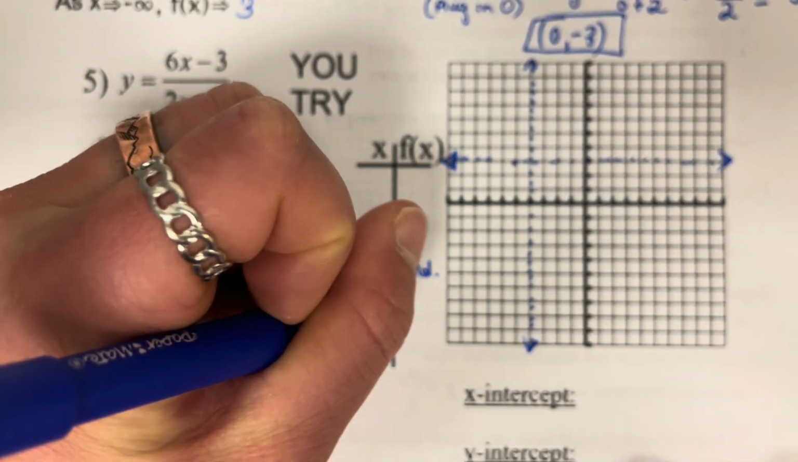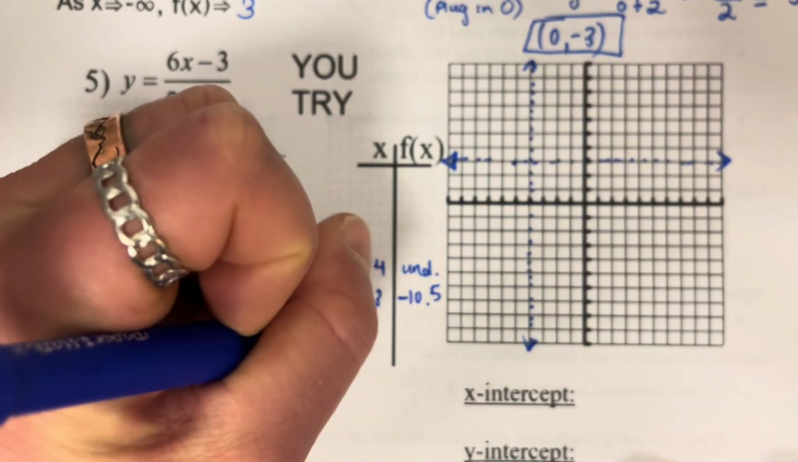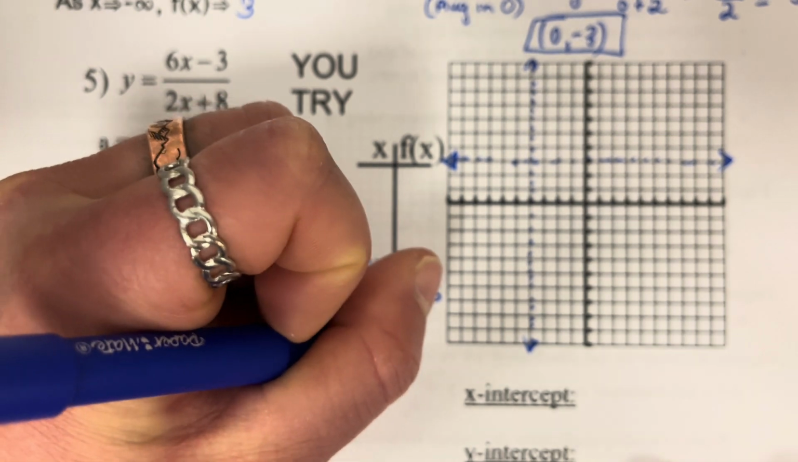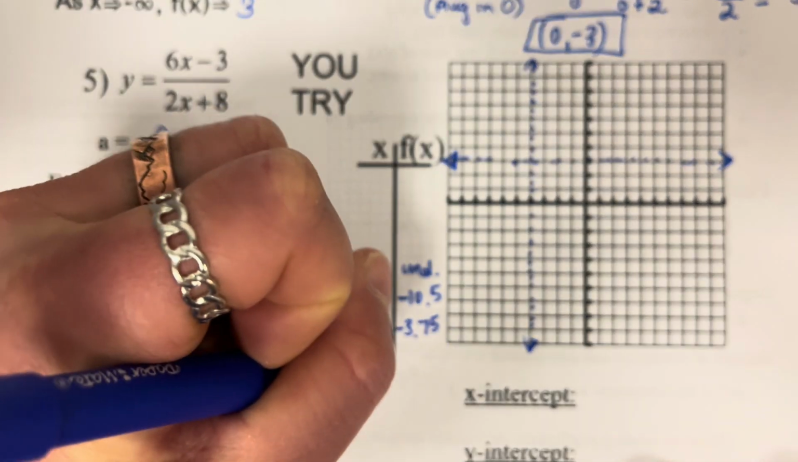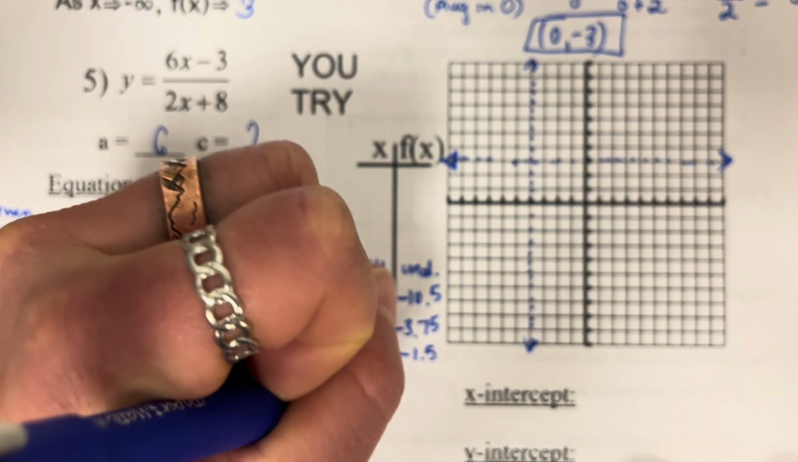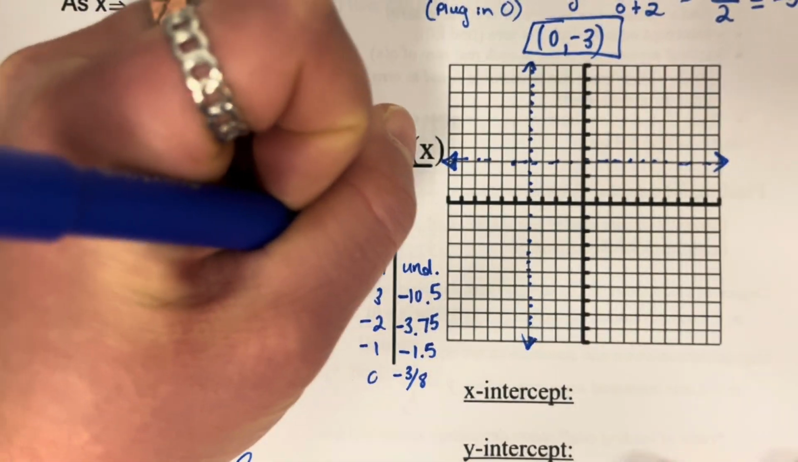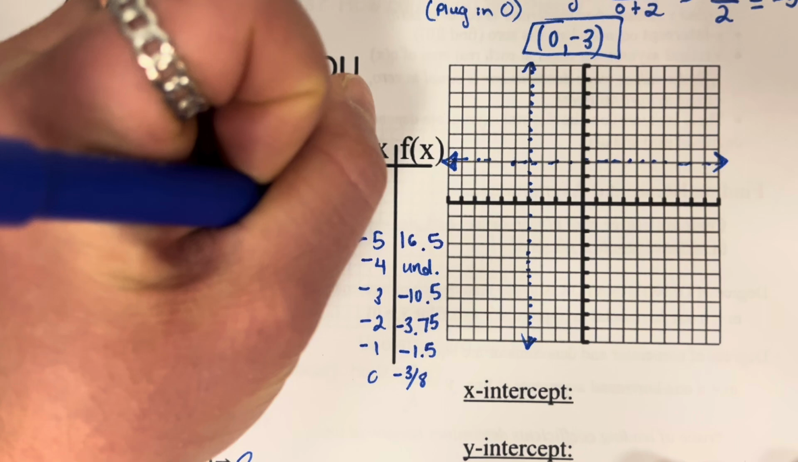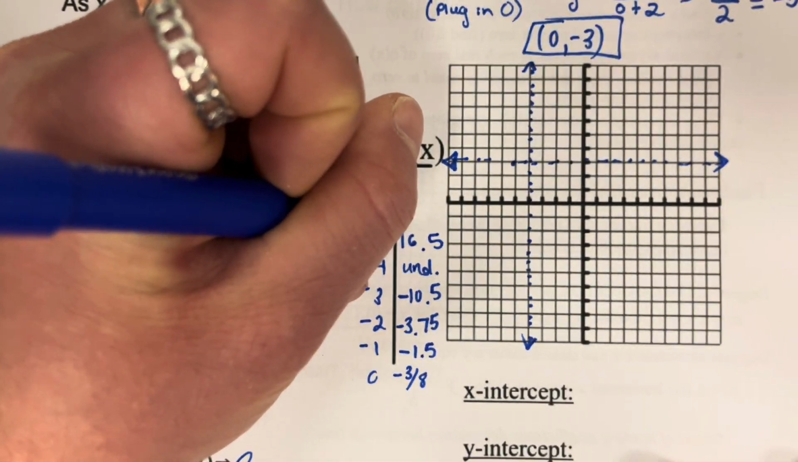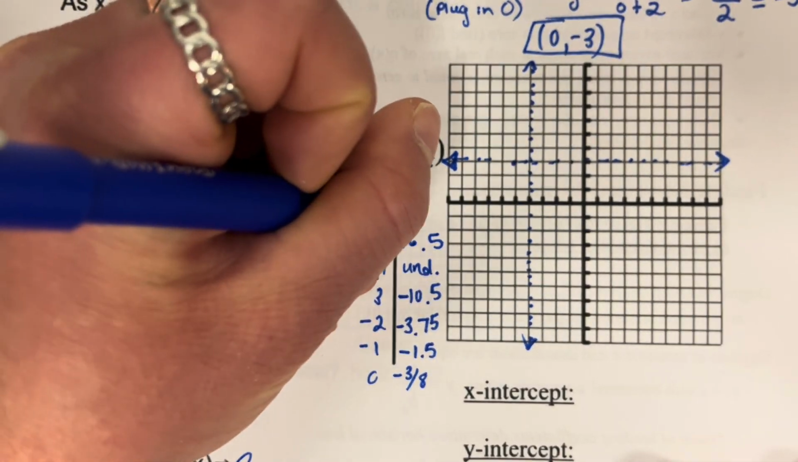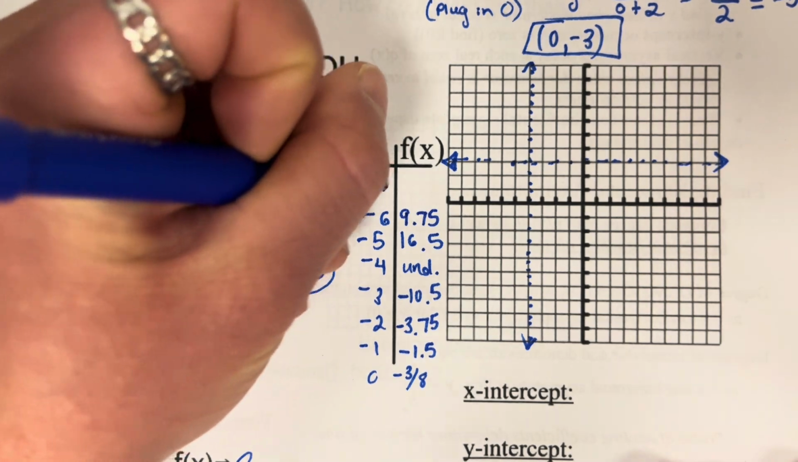Then we have negative 3, negative 10.5, negative 2, negative 3.75, negative 1, negative 1.5, and 0, negative 3/8, negative 5, 16.5, negative 6, 9.75, negative 7, 7.5.